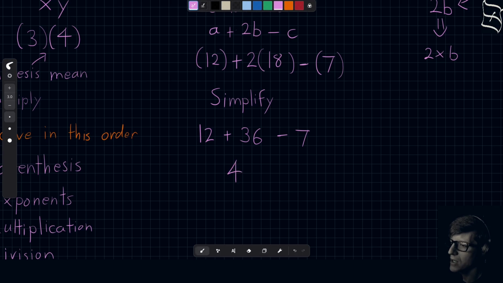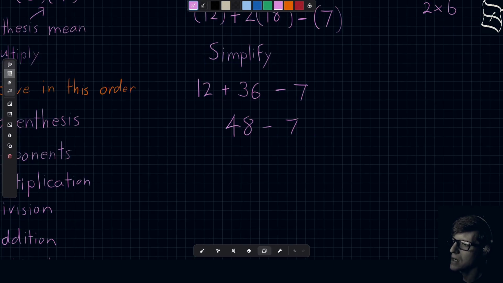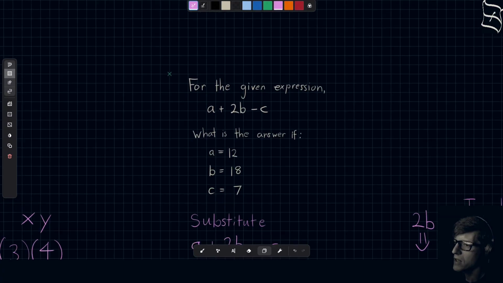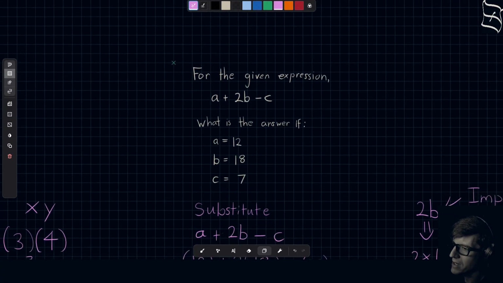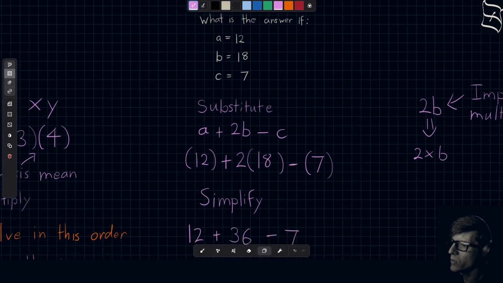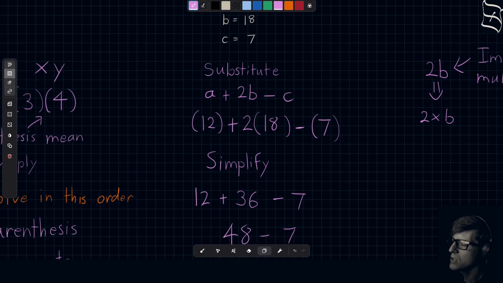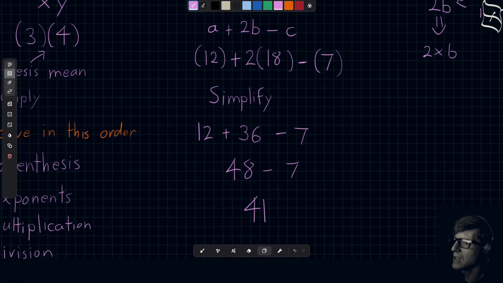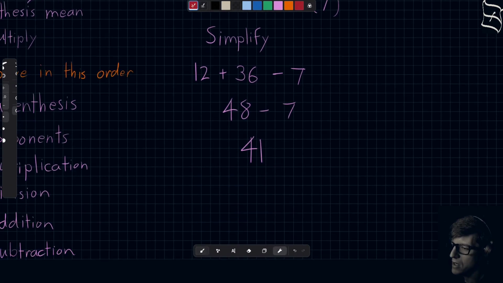So we have 48, and then we take this away, we find the difference, and the answer here is going to be 41. In answer to the question, for the given expression a plus 2b minus c, what is the answer if a is equal to 12, b is equal to 18, and c is equal to 7? First we substitute, we put the values in their place, and then we simplify. 41 is the answer.